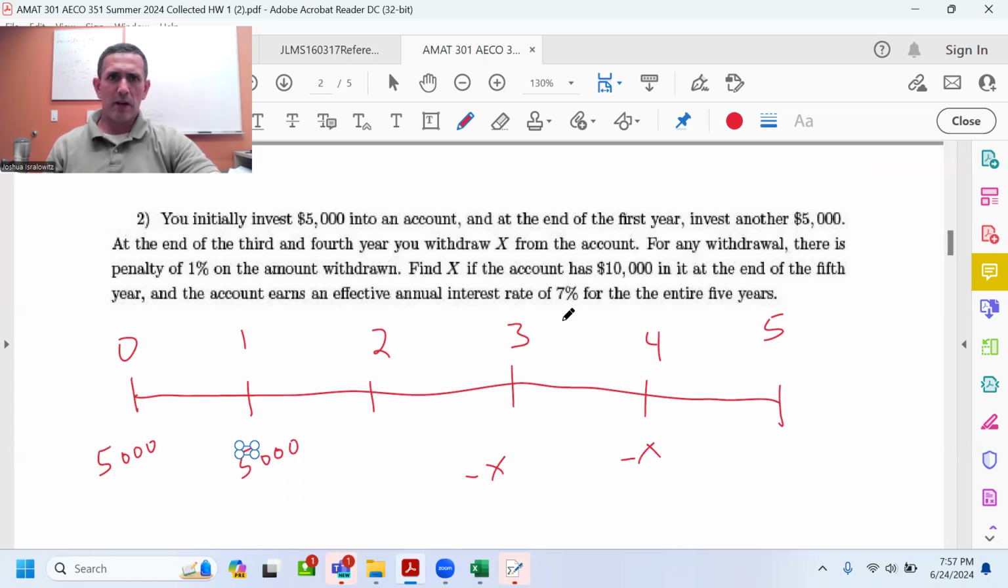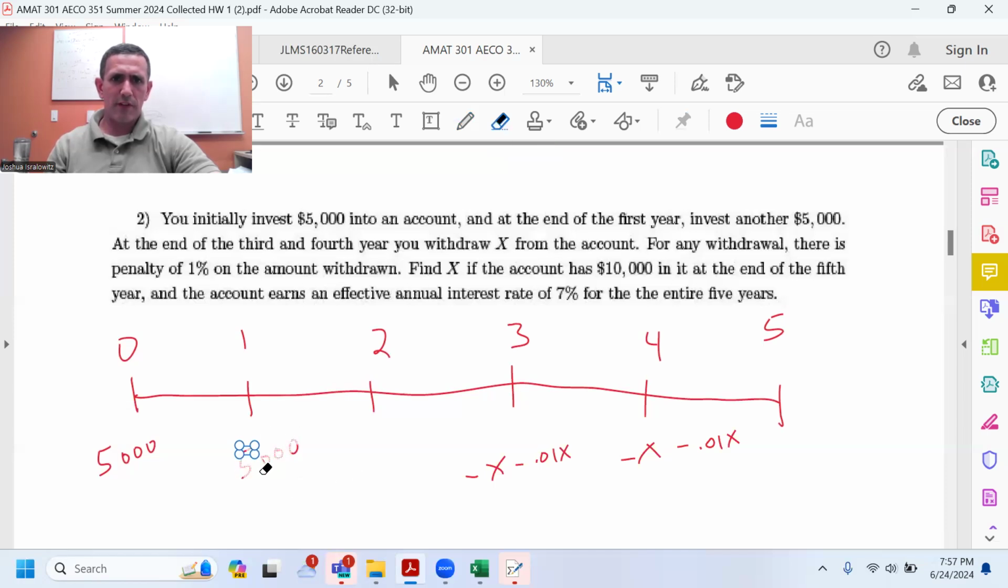And then you have a penalty of 1%. So that means it's subtracting 0.01x. That's 1% of X. Okay. And you have 10,000 at the very end. Right? So this is what I'll do in the future, but I'll actually kind of do it like I did in the video.